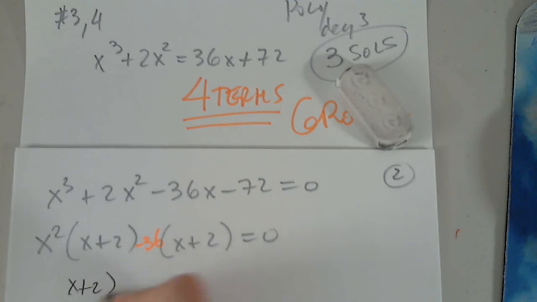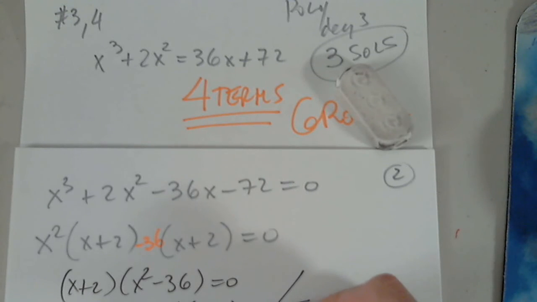So then x plus 2, x squared minus 36, and then x plus 2, of course, x plus 6, x minus 6. And I found what I needed. -2, -6, and 6.